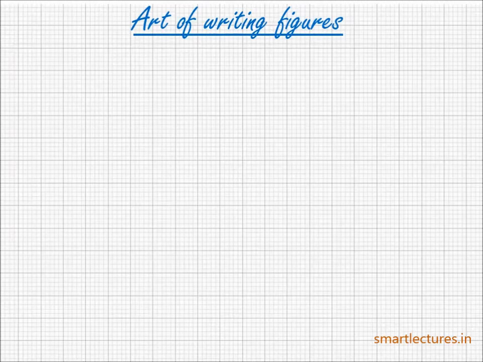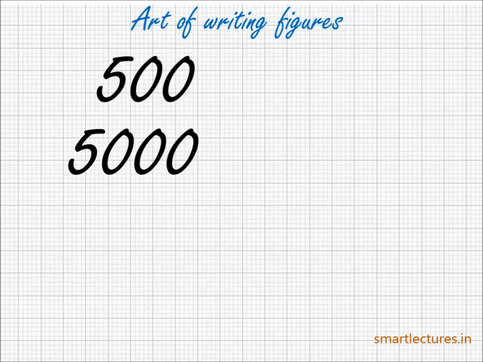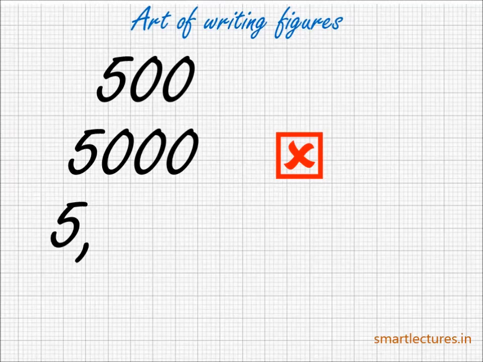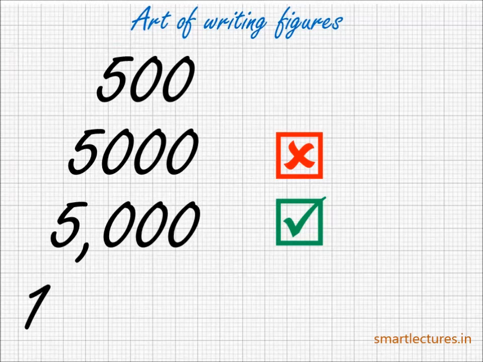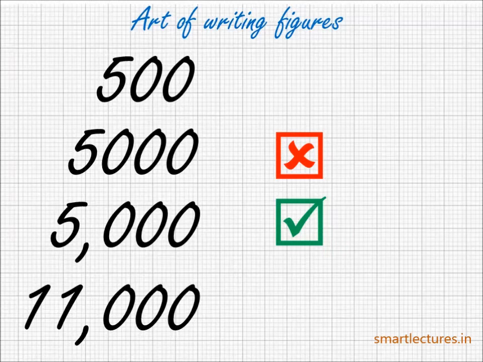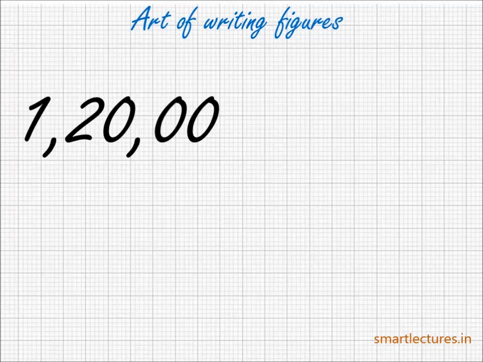Suppose you have to write down 500, that is 500. If you have to write down 5,000, how should we write? 5000. Is that right? No. You should write down 5,000. Suppose you have to write down 11,000 rupees. So how will you write? 11,000. Suppose you want to write down 1,20,000 rupees. How should you write? 1,20,000.